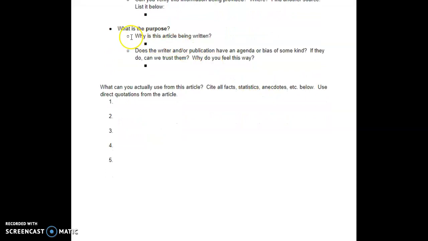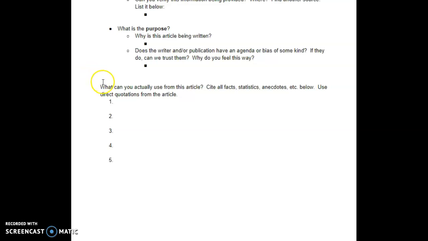The final question that you need to ask yourself is, what is the purpose of this article? Why is the article being written? Are they writing this article because they agree with you? Are they being biased in any way? That's where you need to come in here and really ask yourself, do they have some sort of bias? Do they have some sort of agenda? That means they're trying to convince you of something in some way. A lot of political outlets, you could argue, are biased. They have an agenda. You need to be careful about where your information is coming from.